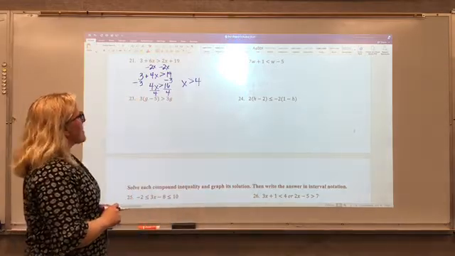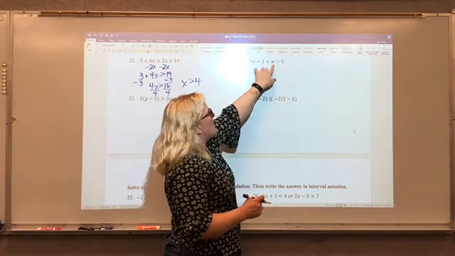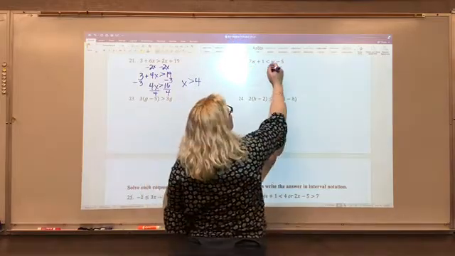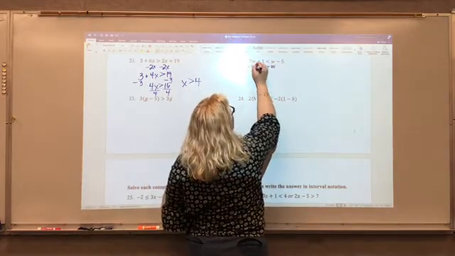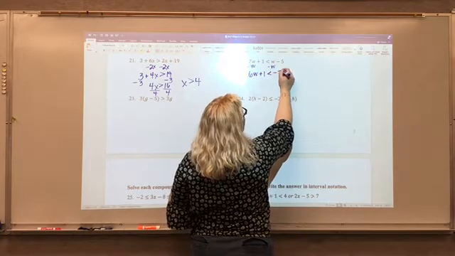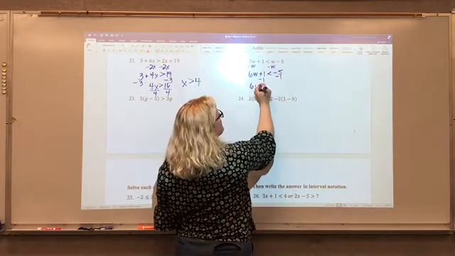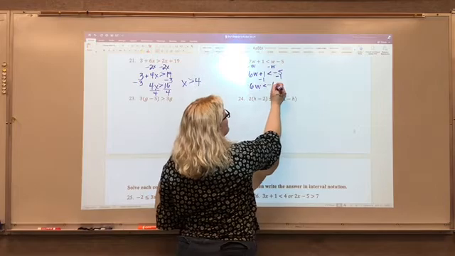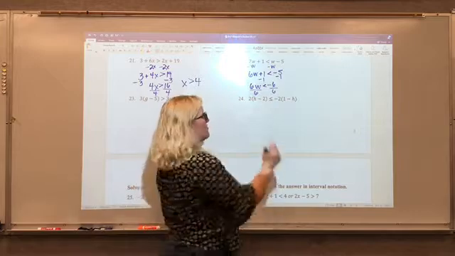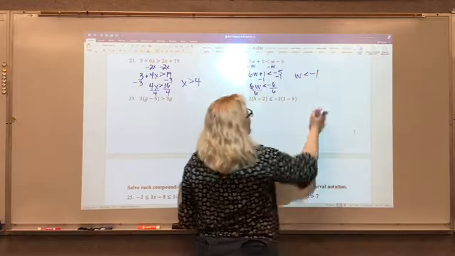Okay, so over here, I'm going to get this W over to this side, so I'm going to subtract W from both sides. And I have 6W plus 1 is less than negative 5. Now I'm going to subtract 1 from both sides. 6W is less than negative 6. Divide by 6. I'm not dividing by a negative, so the sign stays. And I get W is less than negative 1.